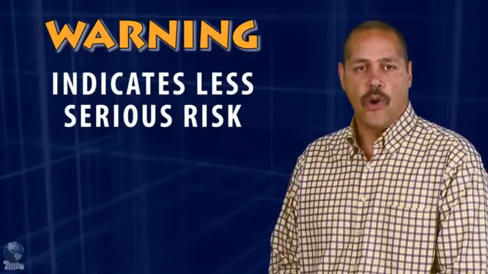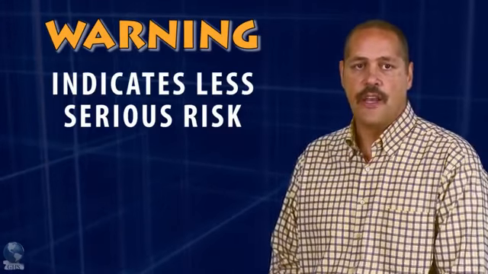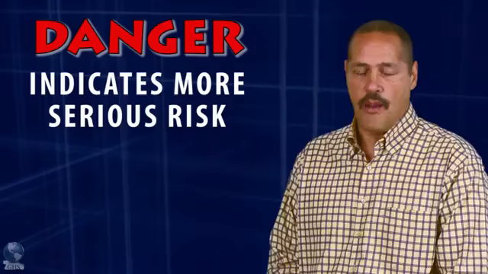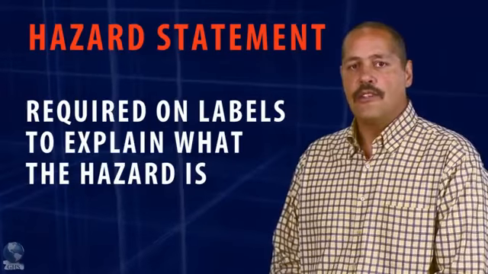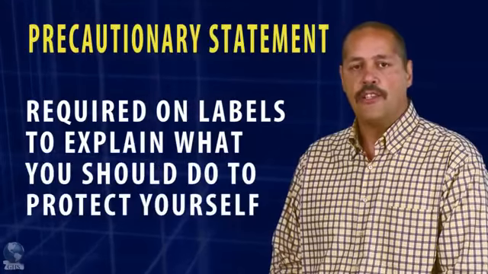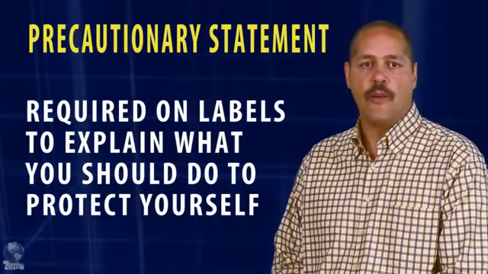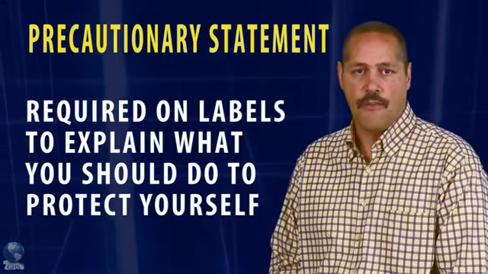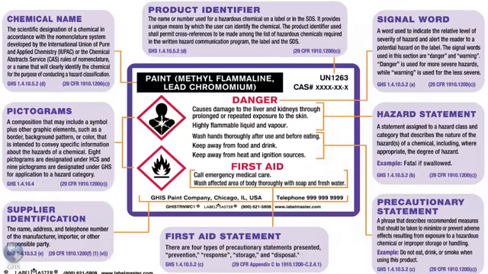The signal word warning will indicate less serious risks, and the signal word danger will indicate more serious risk. Hazard statements will be required on labels to explain what the hazard is. Precautionary statements will be required to explain what you should do to protect yourself from the hazard. All labels will be required to have pictograms, a signal word, hazard and precautionary statements, the product identifier, and supplier identification. Labels will vary but must still contain all the following elements.